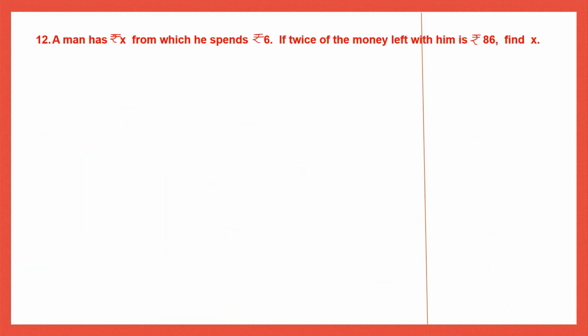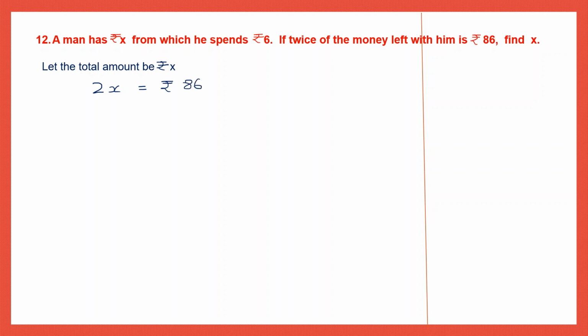Question 12. A man has x rupees from which he spends 6 rupees. If twice of the money left with him is 86 rupees, find x. Let's begin. Let the total amount be rupees x. Now, according to the condition here, twice of the money left with him is 86 rupees. So we're going to take this part of it. Twice of the money means 2x. They say it is 86 rupees.